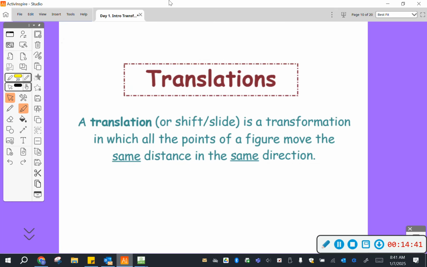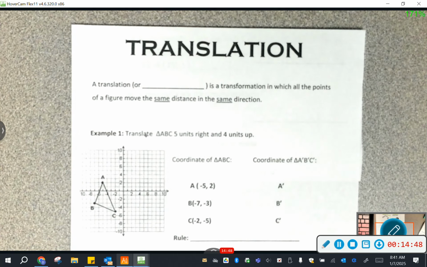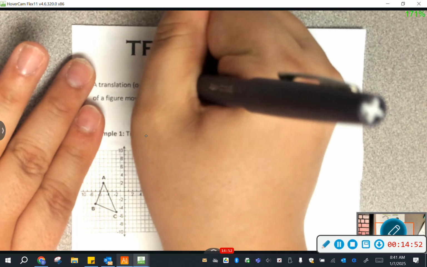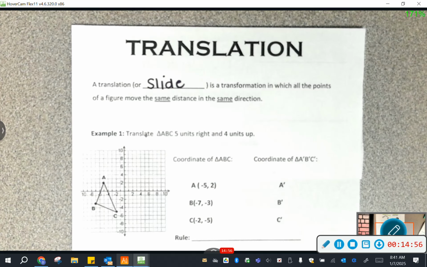Now we're going to focus on translations. What did we say? Translation. What word goes with translation? Slide. Can everybody in that first blank on your notes write slide? A slide is a transformation in which all the points of the figure move the same distance, the same direction.